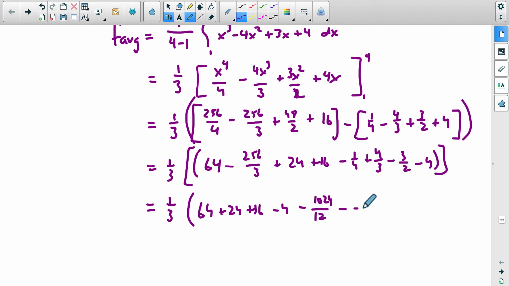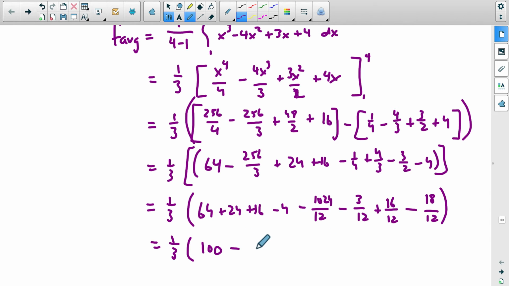With the 1/4, you have to multiply top and bottom by 3, so you just get 3 on the top of that one. With the 4/3, multiply top and bottom by 4, you get 16. And with the 2 on the bottom, you are going to multiply by 6, so you end up with 18 on top. Getting close. Add these numbers. So let's see, 24 and 16 is 40. 40 plus 64 is 104. Minus 4 is just 100.